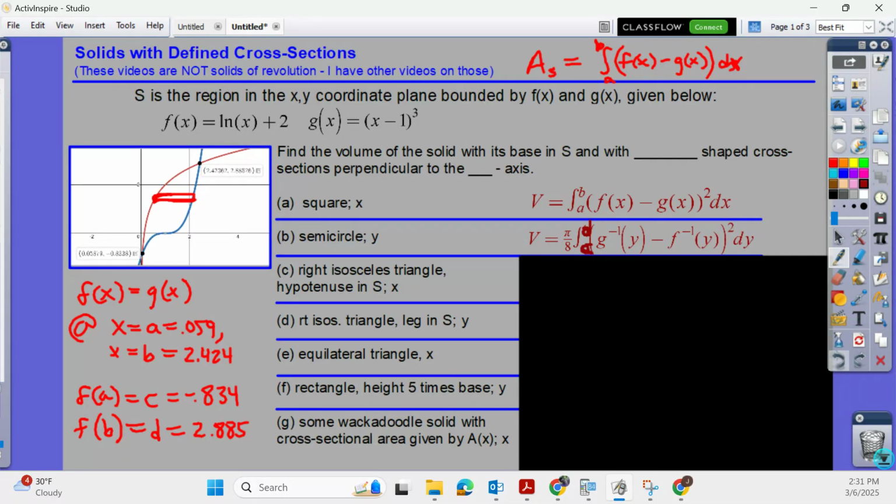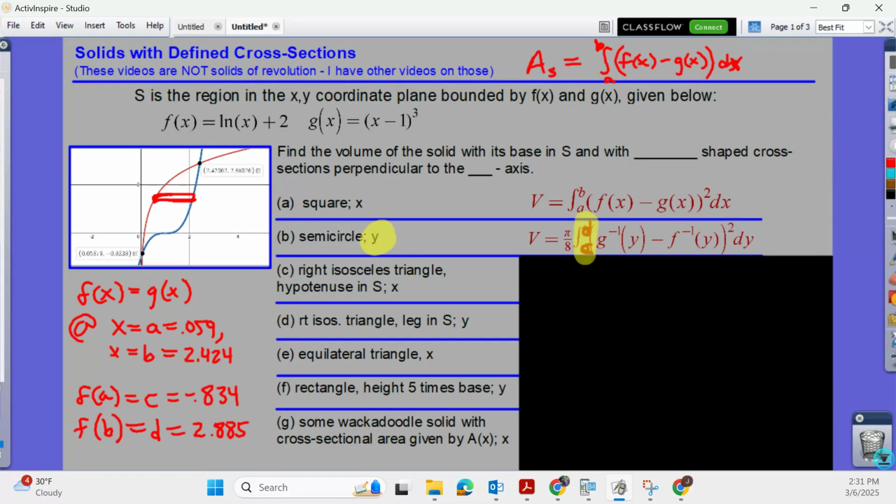So when it's horizontal, there are three things you've got to watch. Because it's perpendicular to the y-axis, it's going to change those limits of integration. Those are y values. It's going to change this differential, that's a dy. And it's going to change the functions. Instead of f of x and g of x in terms of x, we're going to use g inverse of y and f inverse of y.